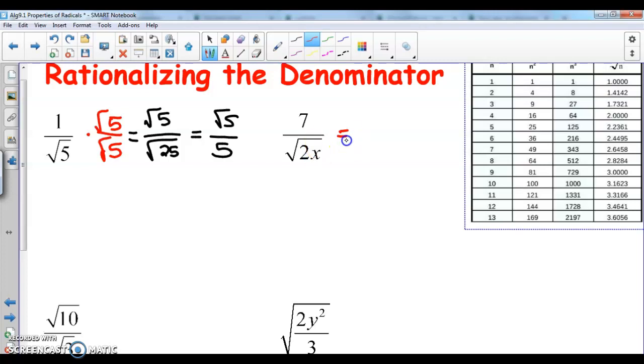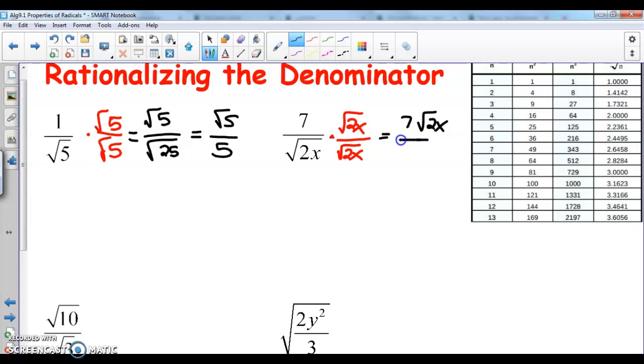So let's copy the expression at the bottom. So let's multiply the top and the bottom by the same denominator, right? So you copy that, multiply it, both top and bottom. So now, let's simplify. We don't put 7 and 2 together in the radical sign. We keep the 7 outside, and then we copy the radical 2x.